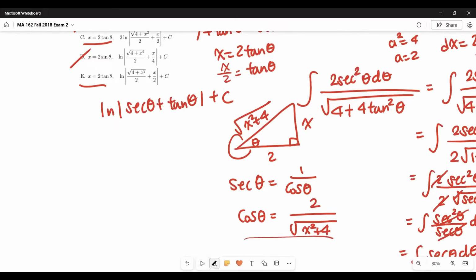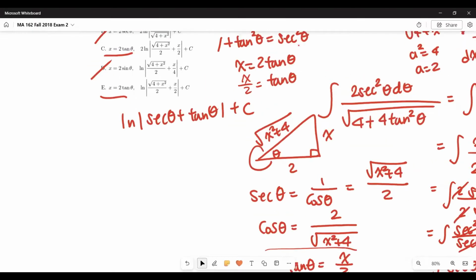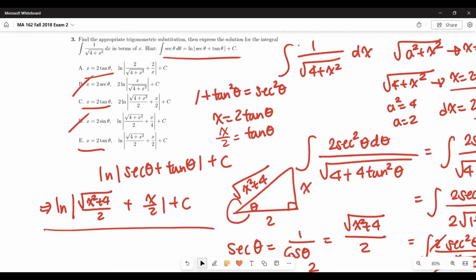So this is that, and then secant theta is 1 over cosine theta, so this just becomes square root of x squared plus 4 over 2. And tangent theta is, we already found, x over 2. So this is just ln of square root of x squared plus 4 over 2 plus x over 2 plus c. So this is equal to option number E. So the answer for this question is E.